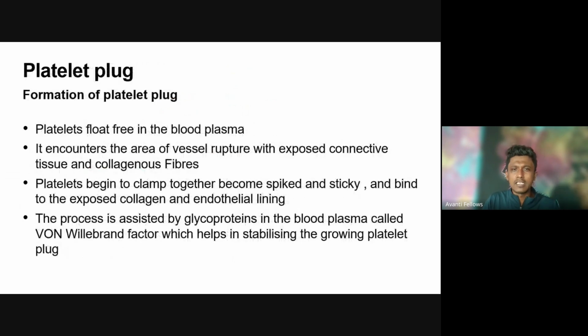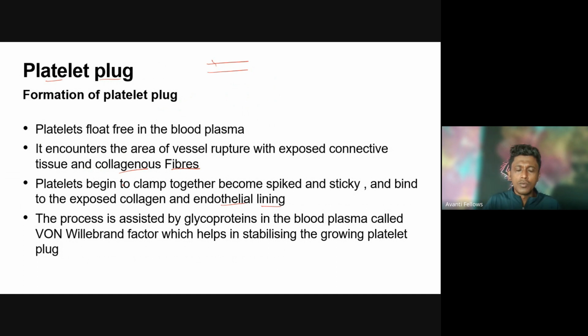And the second one is formation of platelet plug. This is where the platelets come into play. So what do platelets do? Let's say that we have an injury. If a blood vessel is injured, the fibers present in the blood vessel, which we generally call collagenous fibers, as well as the innermost lining of the blood vessel, the endothelial lining, get exposed.